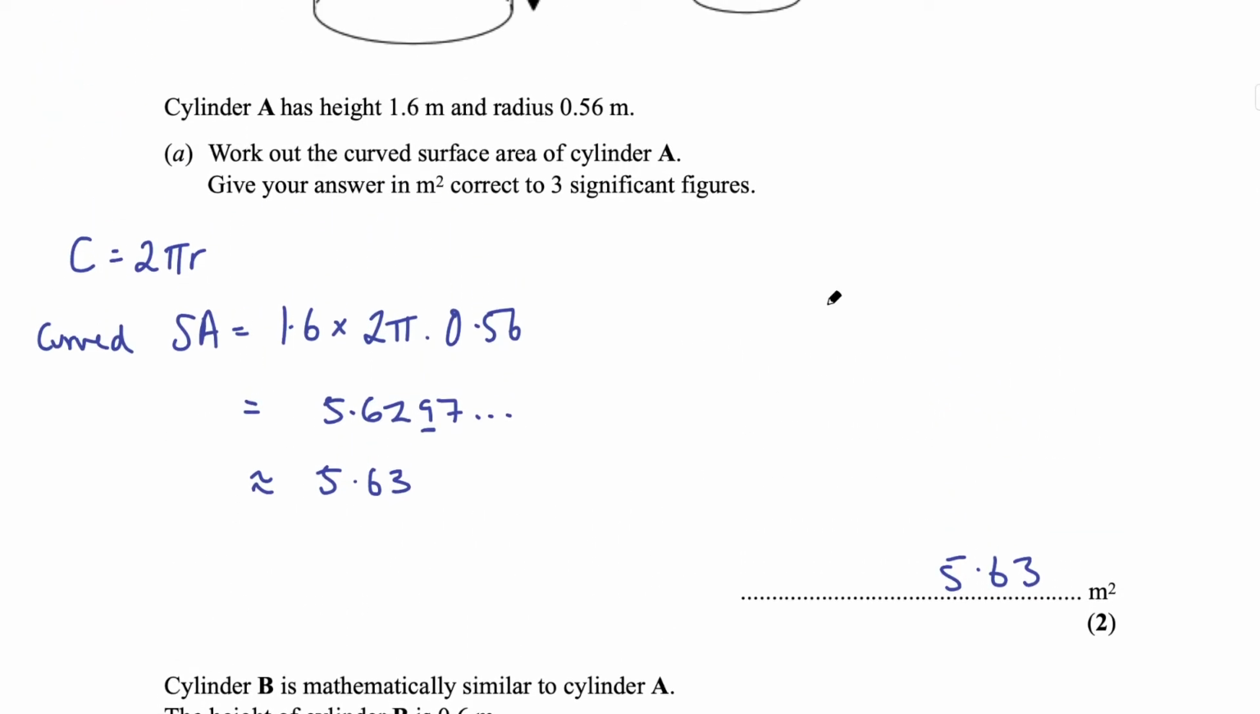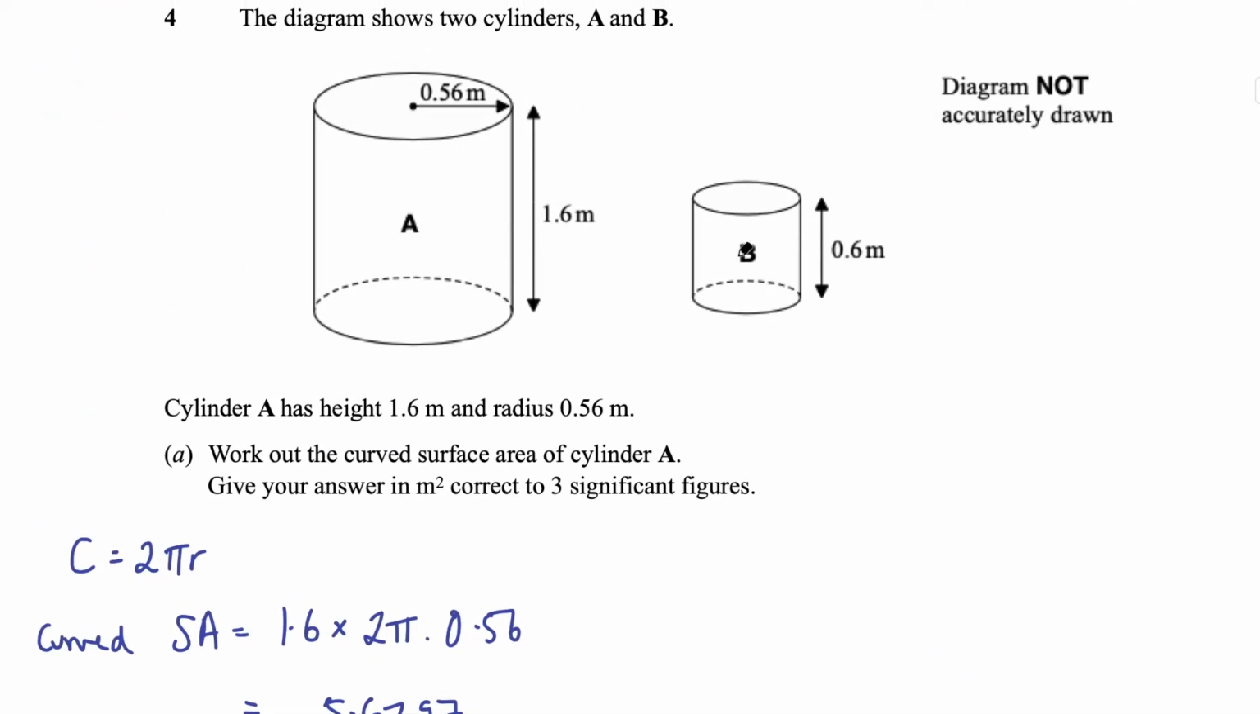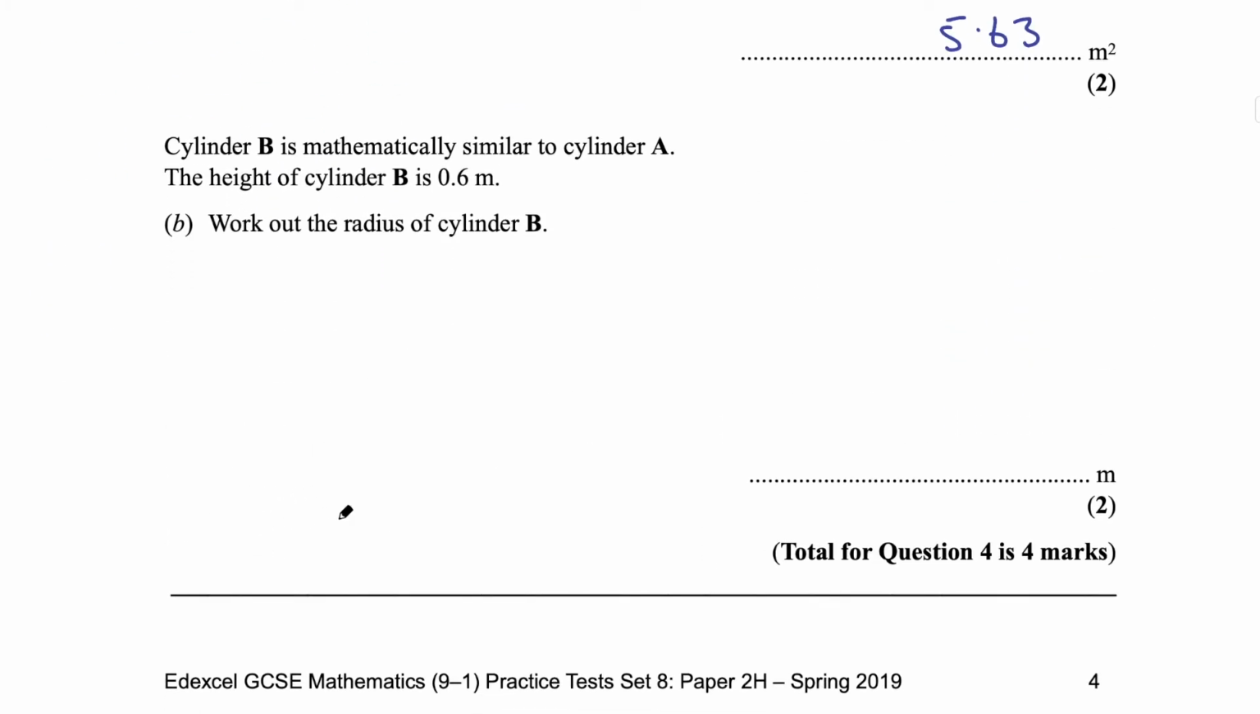Okay, so because they're similar, it will have a scale factor between the cylinders, and that scale factor will be consistent on all the lengths. So firstly, I can work out that scale factor because they give us the height of B. So the scale factor is going to be what I multiply 0.6 by to get 1.6, or in other words, 1.6 divided by 0.6. So let's write down scale factor, 1.6 divided by 0.6, and well, this is like 16 on 6. It could simplify to 8 on 3, or you could get a decimal for that. That would be fine as well.